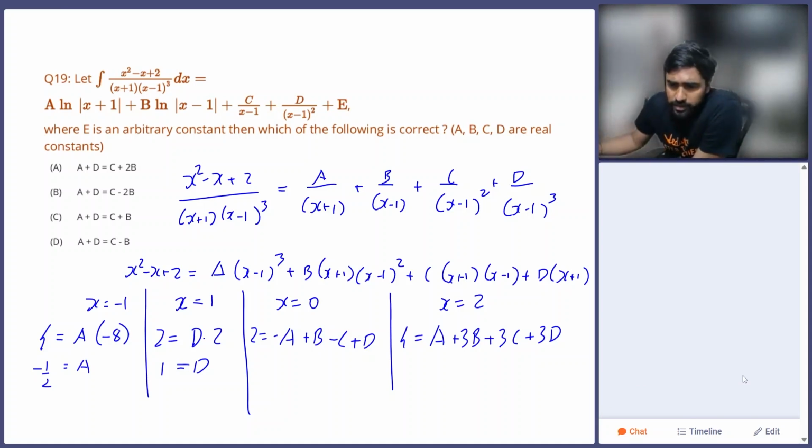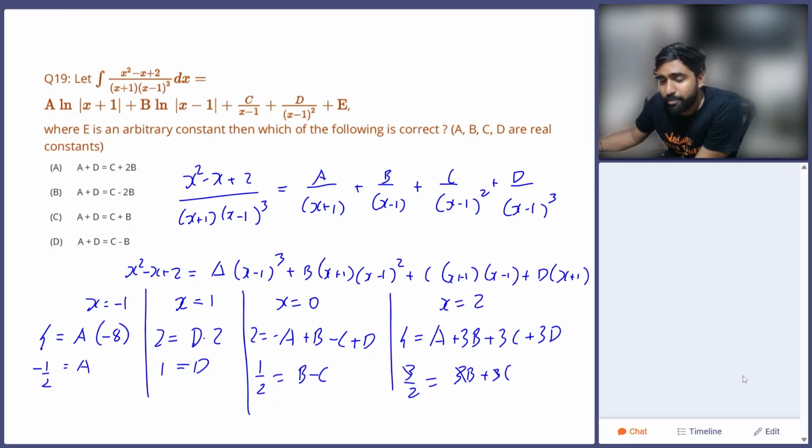All right, so now I think we do need to substitute. Okay, let's put a equals minus 1 by 2, and this d is 1. So basically 1 and 2 I can cancel out. So this becomes 1 by 2 plus 1, that is 3 by 2. So I'll get b minus c is equal to 1 by 2 over here. 3d, and this I can cancel out, and I have 3 by 2 equals 3b plus 3c.